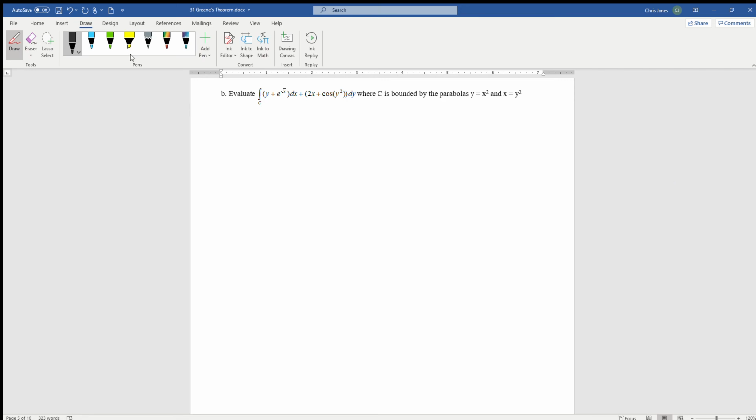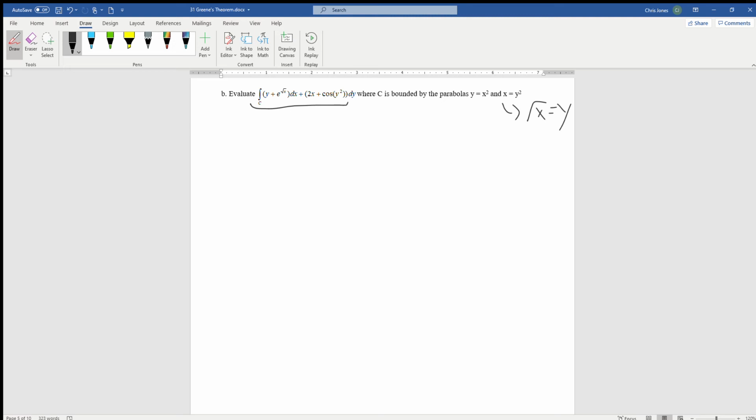So for the rest of the time in this section, all we're going to do is look at examples where we try to work through problems with respect to Green's theorem. Let's say we have this ugly looking line integral, and C is bounded by two parabolas, y equals x squared and x equals y squared. Another way to write that is square root of x equals y, which might be a little easier for us to think of solely in terms of x.